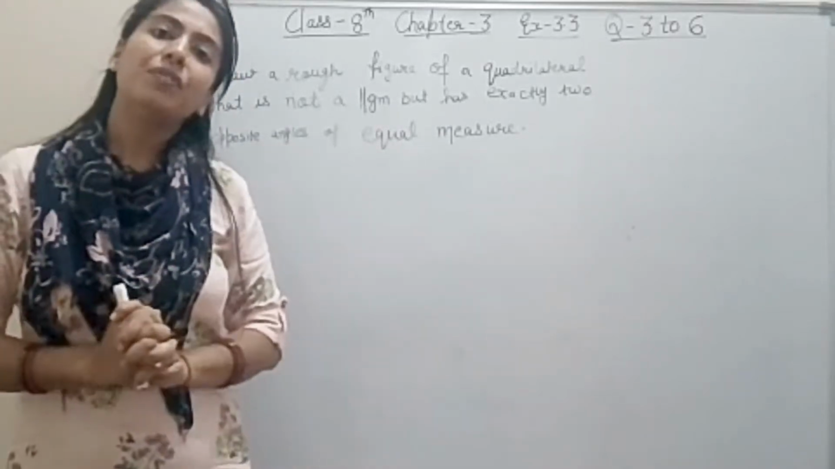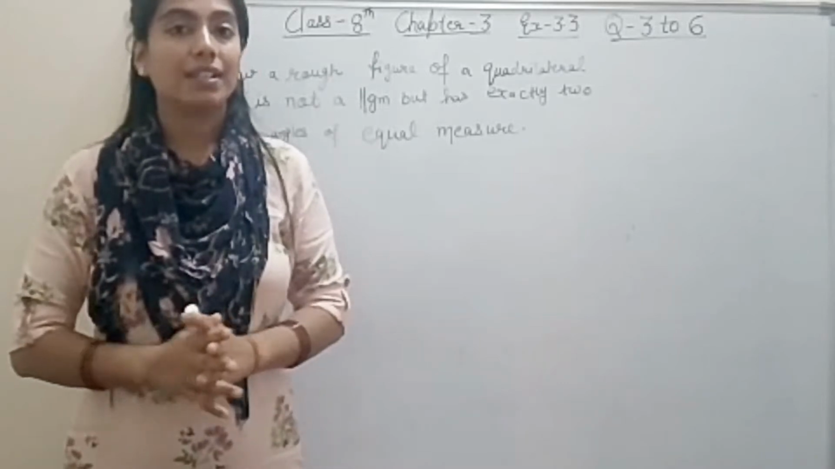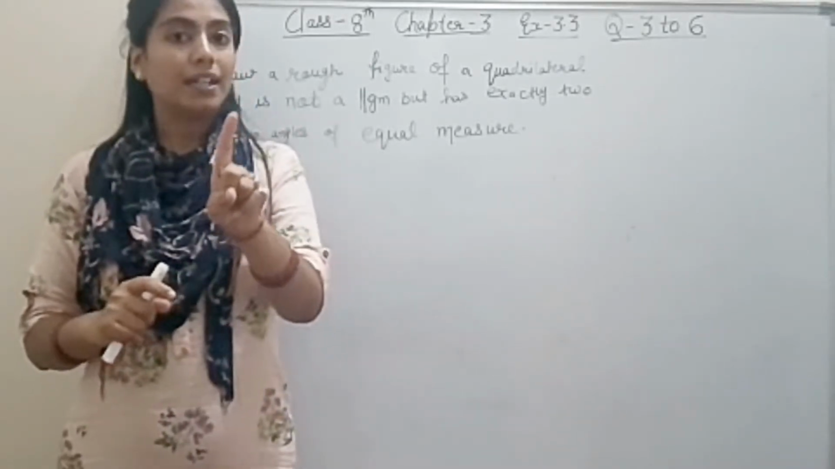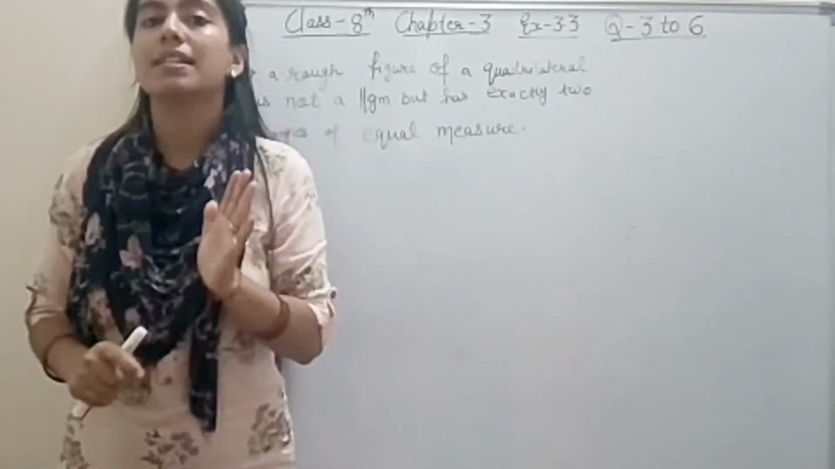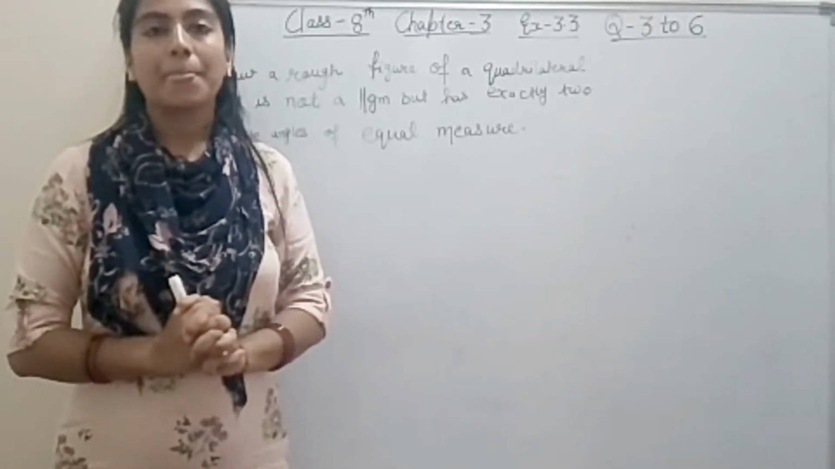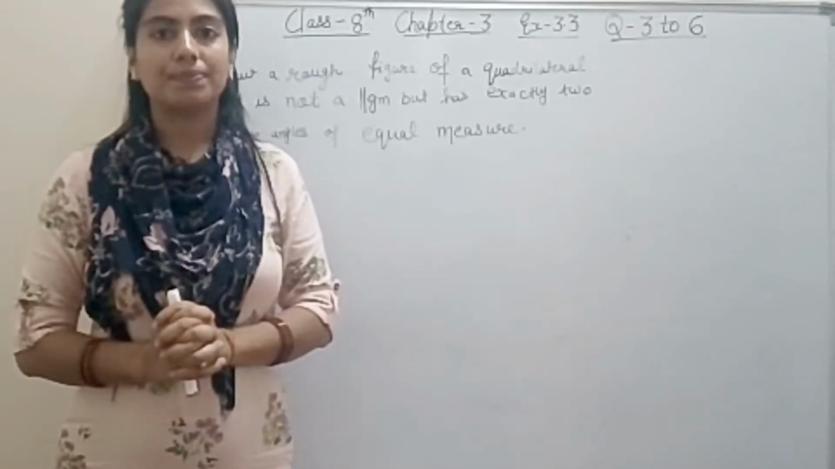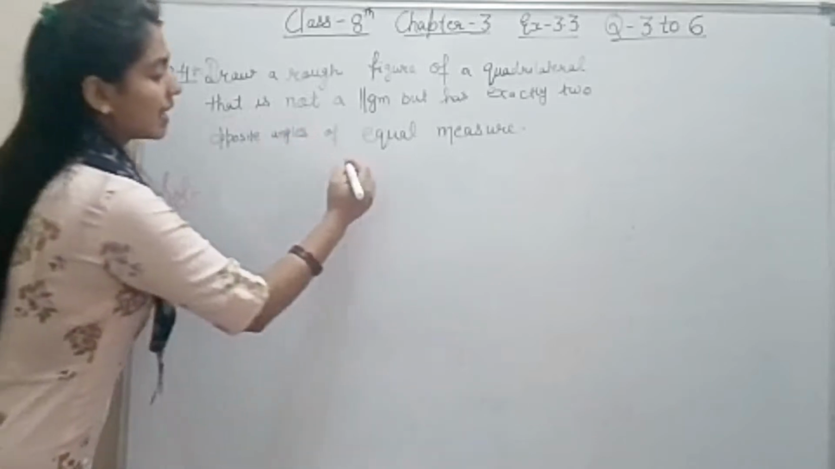So what type of quadrilateral is it? If you know the properties, there is one quadrilateral in which one of the diagonals bisects the other. Which is that quadrilateral? Think about it. You can take help of your properties page also. That quadrilateral is, students, a kite.